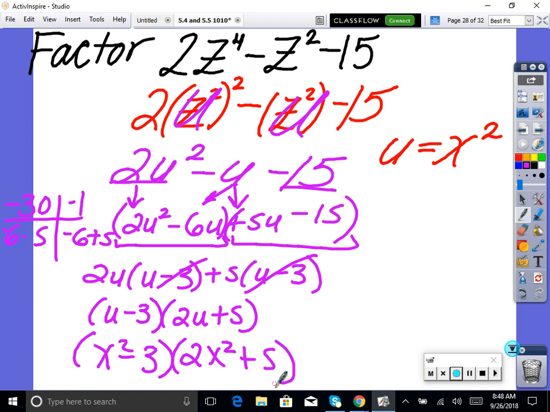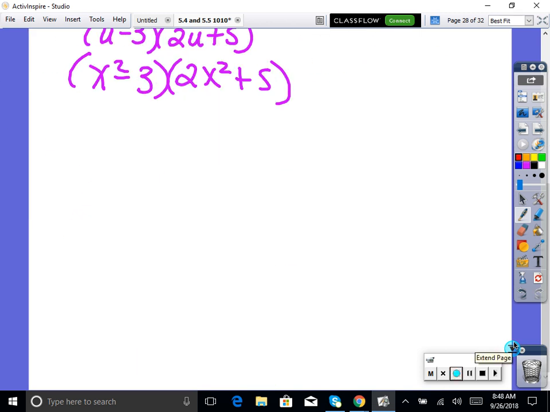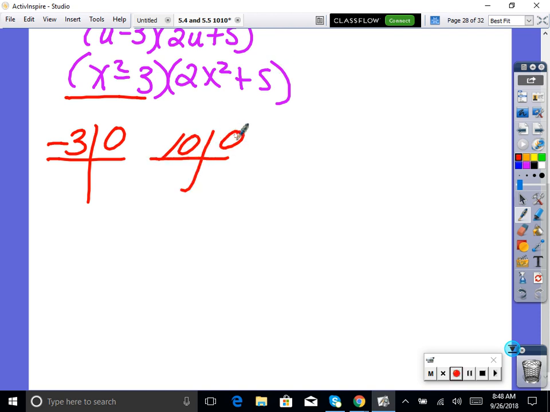And now we're done, as long as the quadratic does not factor. So let's check. What multiplies to be negative 3 and adds up to be 0? Nothing. So that part doesn't factor more. What multiplies to be 10 and adds up to be 0? Nothing. So we're done.